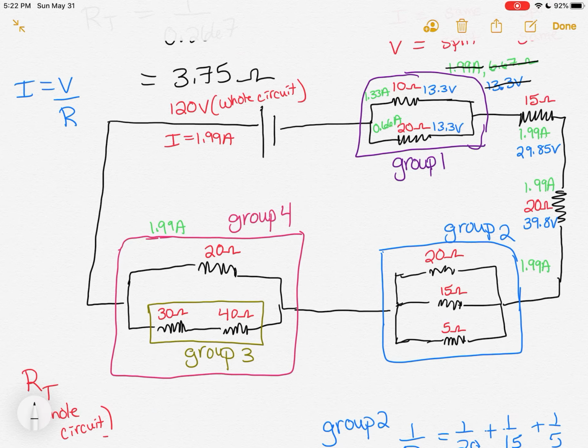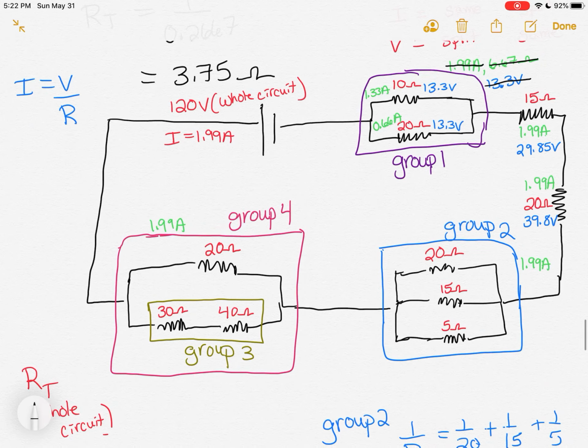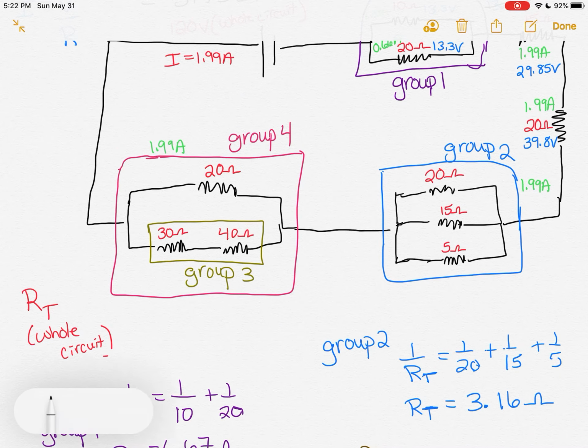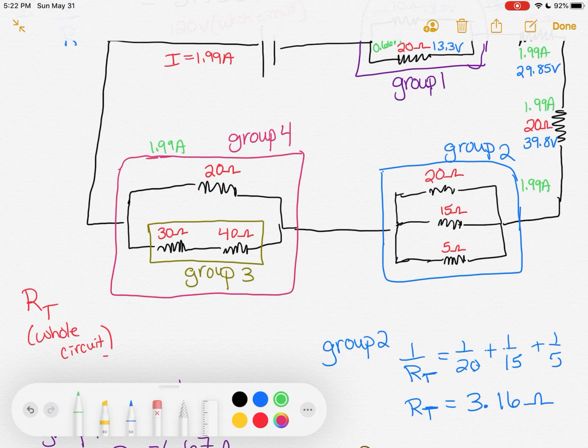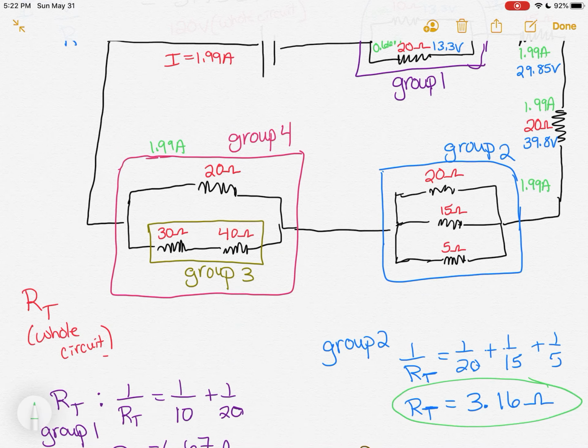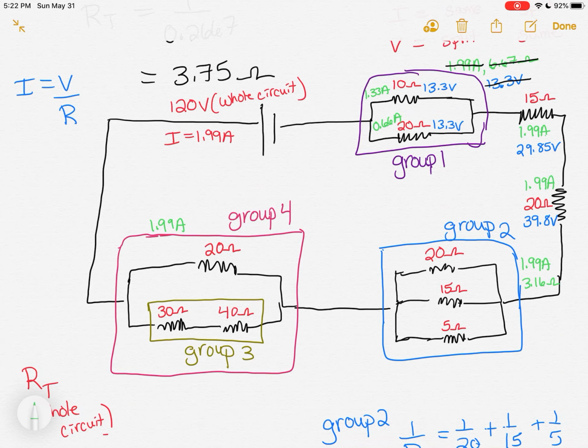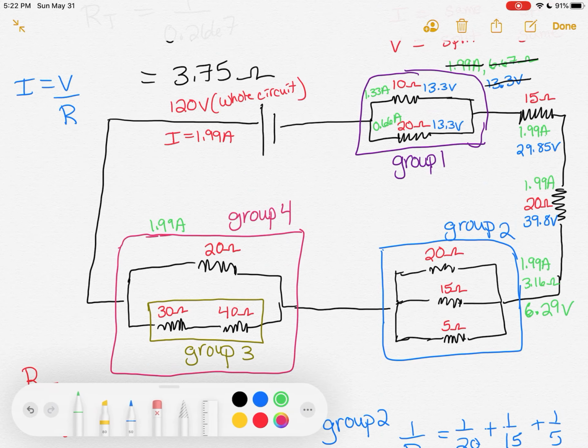All right, so if we move down to group 2, okay, so now that we know we have a current going through that whole group, we also, remember, have the entire resistance for that whole group as 3.16 ohms. So we can find the voltage for that entire group. And so 1.99 times our 3.16, we've got 6.29 volts happening through that entire group 2.